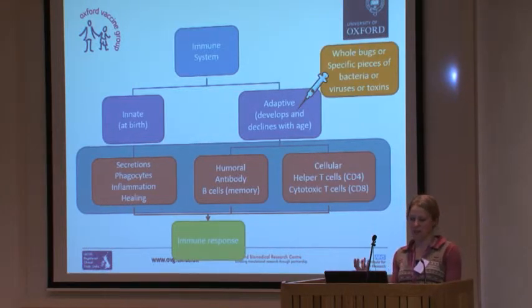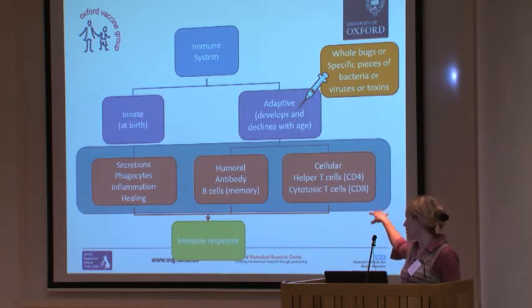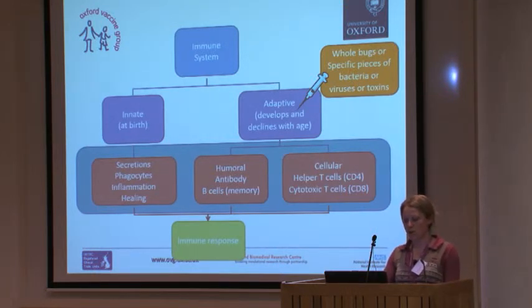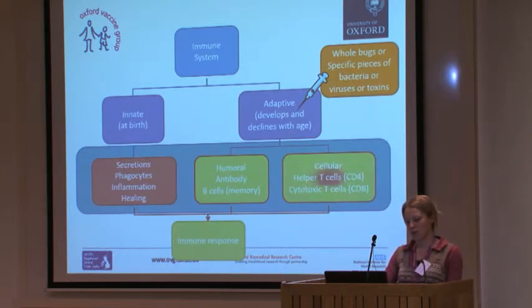So our vaccines contain either whole bugs or pieces of the bacteria or virus, or sometimes toxoids like tetanus or diphtheria. And we just inject those and hope for the best that something will happen with your antibody and your T cells. The other thing we do to enhance all of this is to use adjuvants.